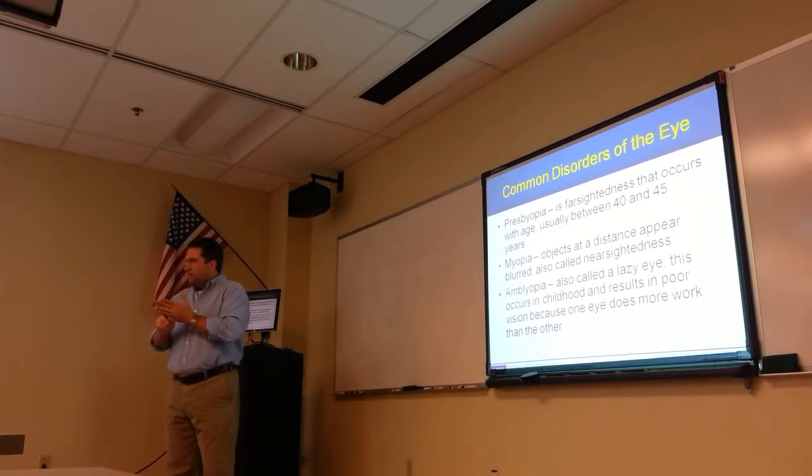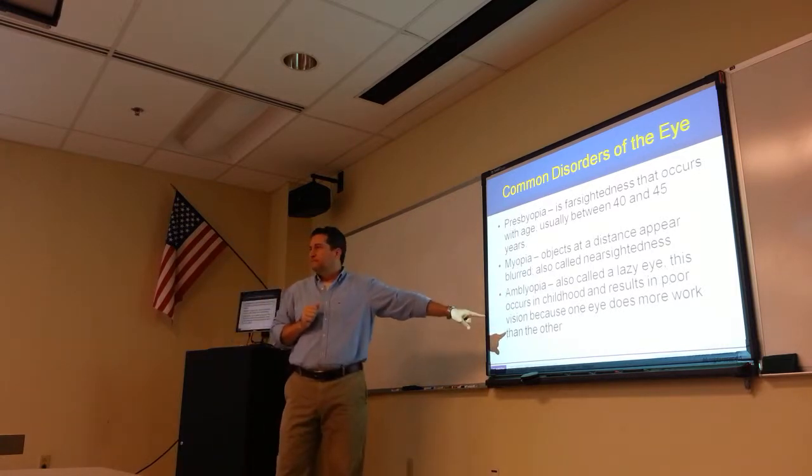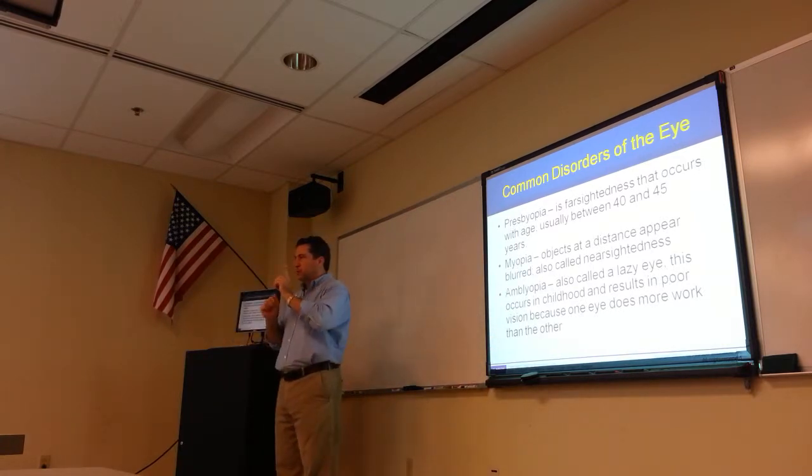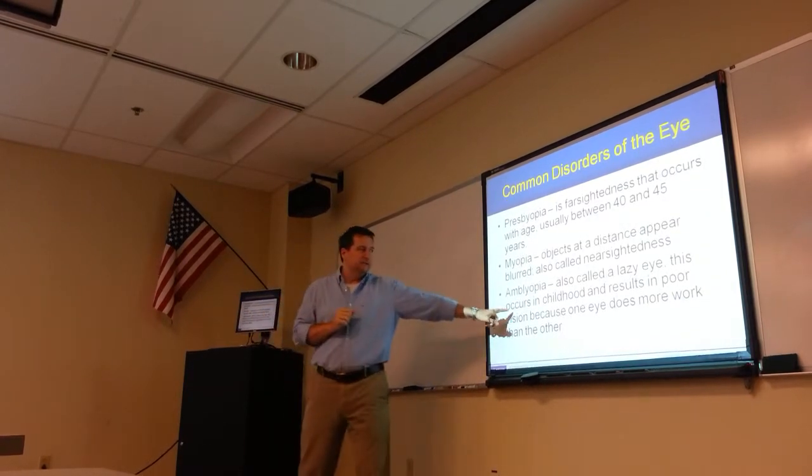The ignoring the information part that's happening in the brain, that's the amblyopia. The strabismus is the physical part of the one eye going this way, one eye going this way. The fact that the brain says, I'm not going to pay attention to what's coming in this way, that's the amblyopia.